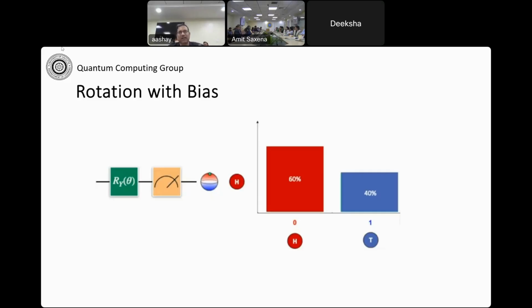What do you require? Say you tell me that you require a distribution of 70 and 30, or 80 and 10, or 45 and 35. Theoretically, I can prepare the circuit.